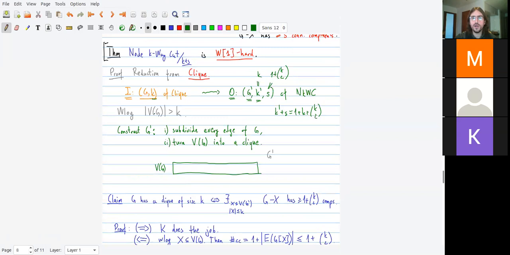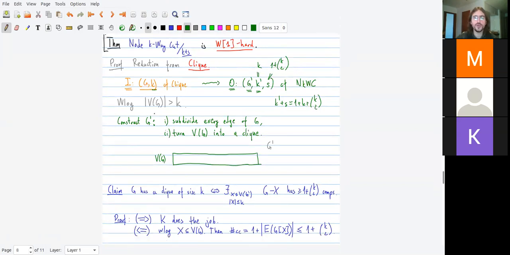Good. So yeah, let's start the reduction. So we start with this instance of the clique, and without loss of generality, I can assume that this instance has more than k vertices. Because if it has fewer than k vertices, then obviously there's no clique of size k. And if it has exactly k vertices, I can just check whether it's a clique of size k, right? So now I construct my graph G'. How do I do it?